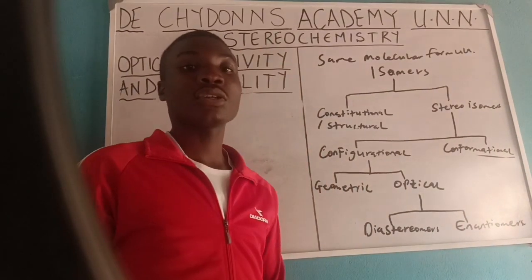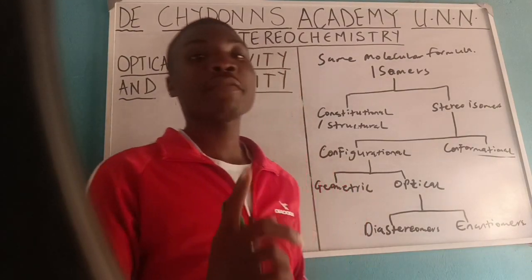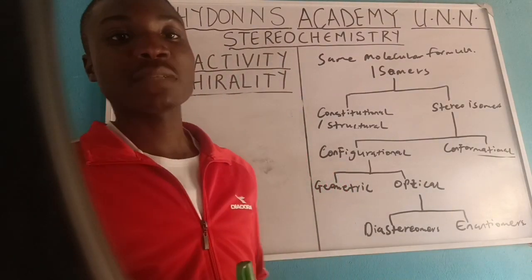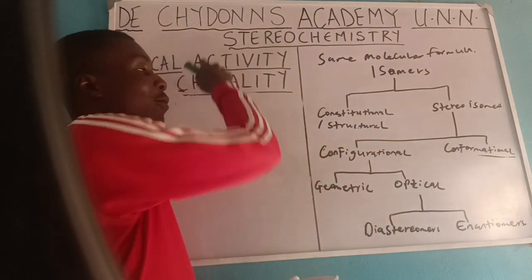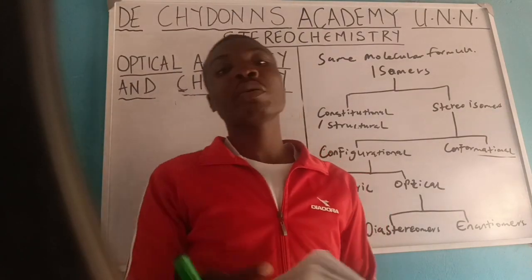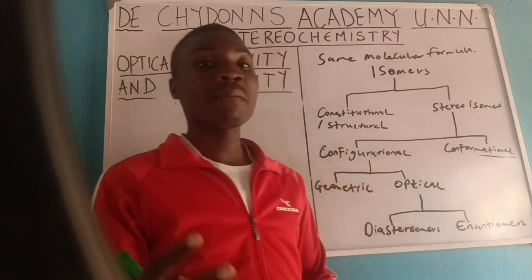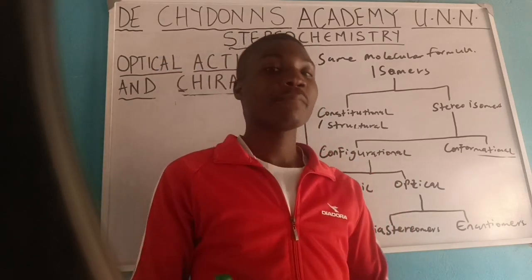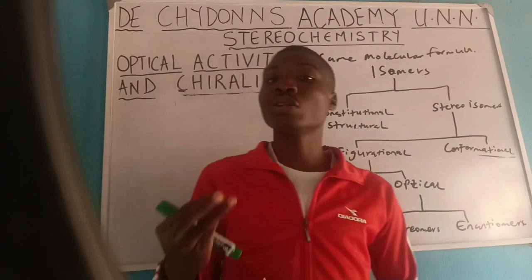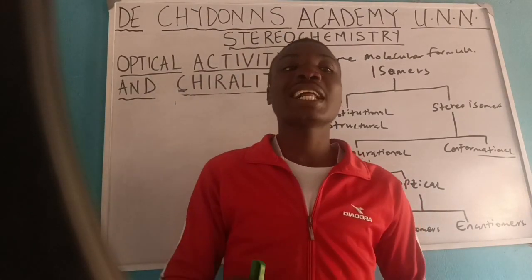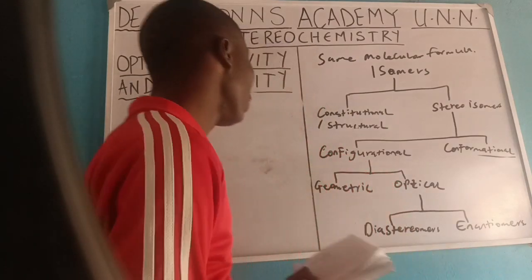So the next focus happens to be polarized light. It is very important for us to study polarized light because polarized light is what we're going to use to understand optical activity. So what do we mean by polarized light? Polarized light is light that vibrates in only one plane. If you look at sunlight or the light that comes from your electric bulb, you will realize that the light vibrates in different planes that are perpendicular to the direction of propagation.